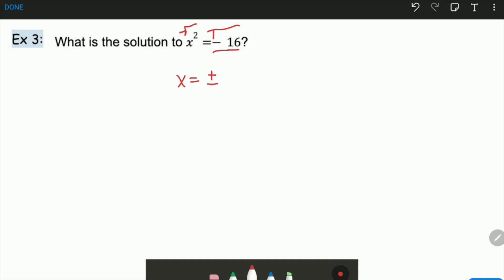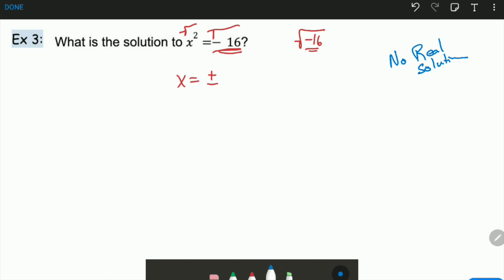Right here, what's happening is we're square rooting negative 16. And if you remember, you can't actually square root negative 16. So that creates a little bit of a problem. And in Algebra 1, you would say that this is no solution, or no real solution.